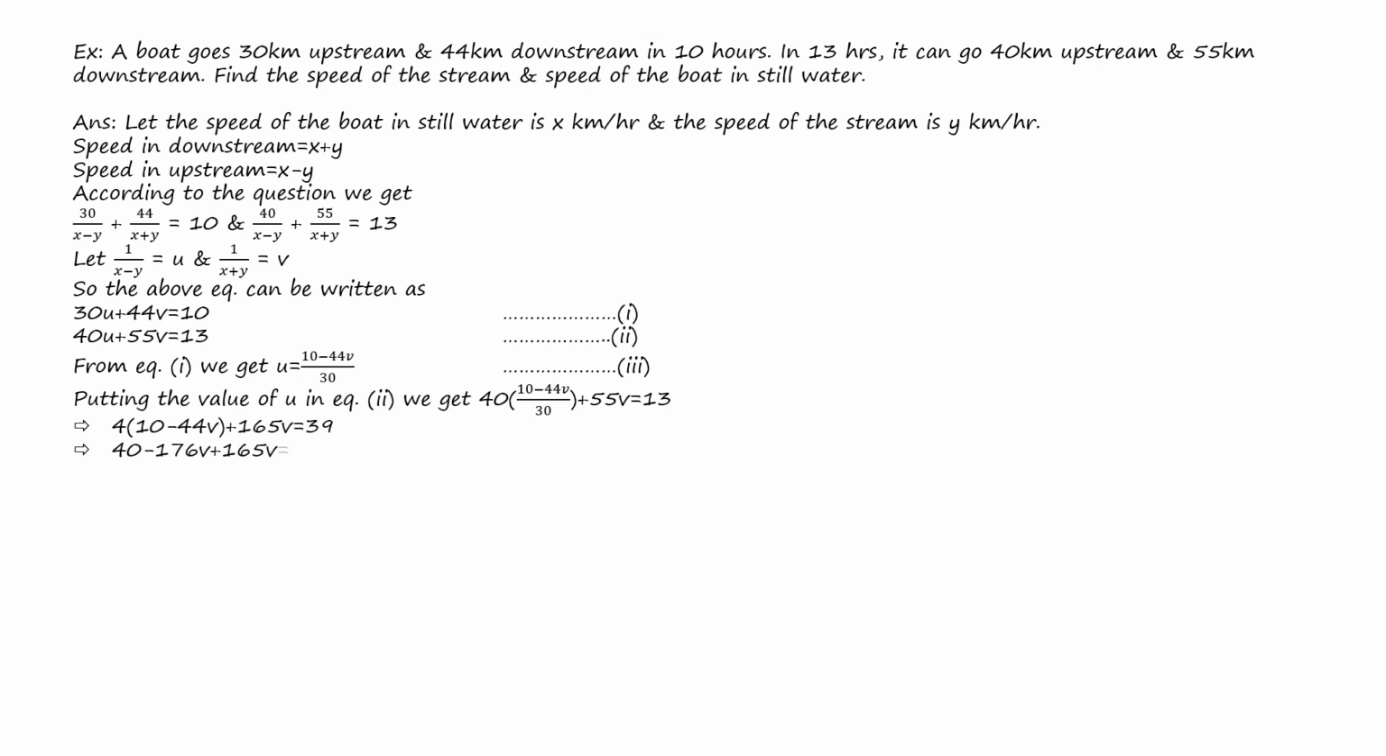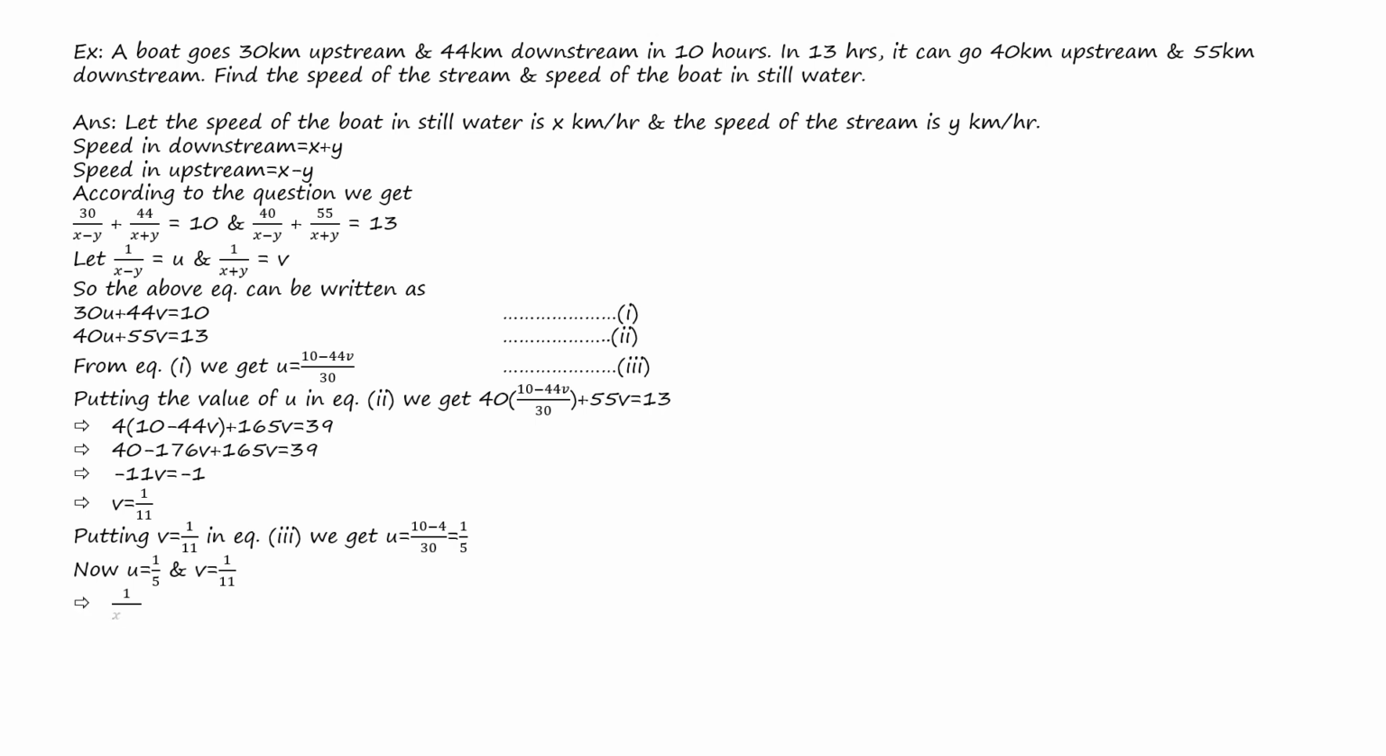From equation 1 we get u equals (10 minus 44v) by 30. Let this be equation 3. Now putting the value of u in equation 2 we get 40 into (10 minus 44v) by 30 plus 55v equals 13. On solving we get minus 11v equals minus 1, or v equals 1 by 11. Now putting v equals 1 by 11 in equation 3 we get u equals 1 by 5.